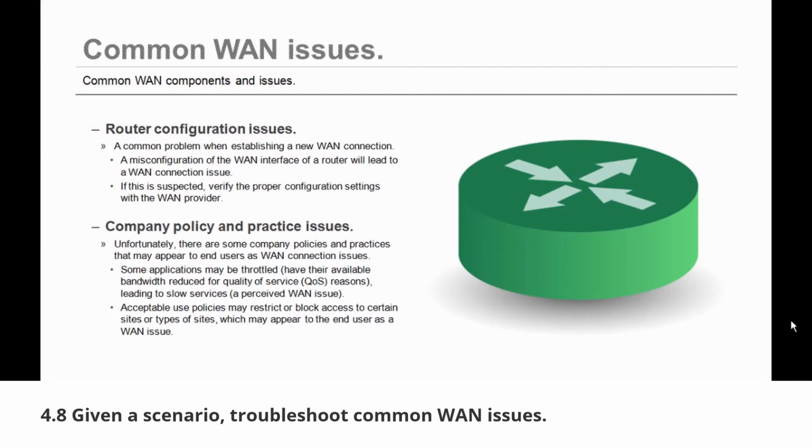Unfortunately, company policy and practices sometimes get reported as a wide area network issue. Some applications may be throttled or have their available bandwidth reduced for quality of service reasons, leading to slow service, which is a perceived wide area network issue. Also, acceptable use policies may restrict or block access to certain sites or types of sites, which may appear to the end user as a WAN issue. There's not much that you as the technician can do to resolve this, but it is up to you to explain it to the end user.